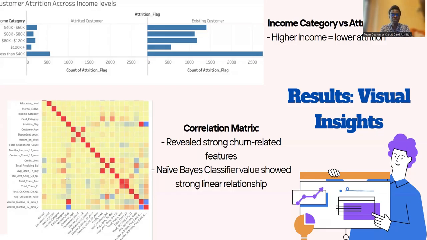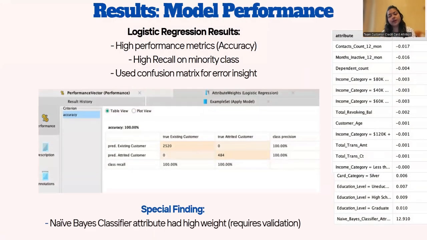My colleague will continue. Our logistic regression model achieved high performance metrics, particularly for recall in the attrition class. This is critical because false negatives, failing to identify actual churners, can be costly for a business. The confusion matrix confirms low false negatives and acceptable false positives. Interestingly, one attribute related to the naive Bayes classifier received an unusually high weightage. This raises questions about its real-world applicability and indicates a need for validation before live deployment.